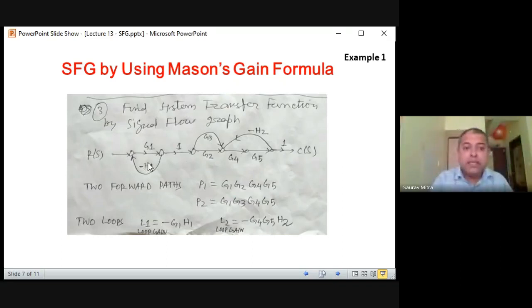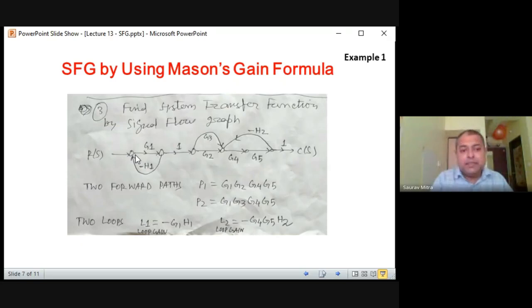Whereas if you see G1, H1, it is going forward and coming back. If you see G4, G5, H2, they are forming a loop. So this is loop 2. This is what I call loop 1, L1, and this I call loop 2. So what is the loop gain of loop 2? It is minus H2, G4, G5. It is written here as minus G4, G5, H2.